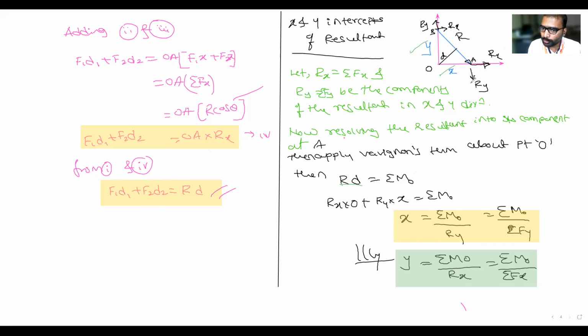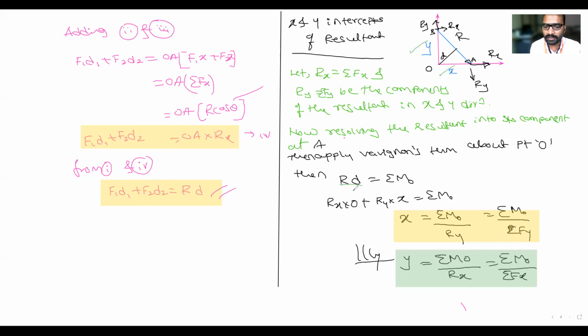Then one more component is Ry. So Ry is at a distance of how much? It is x. That's why I have taken x. So this is equal to the summation of moment about O. So x is equal to the summation of moment about O divided by Ry. What is this Ry? Ry is equal to the summation of all the forces along the y direction.